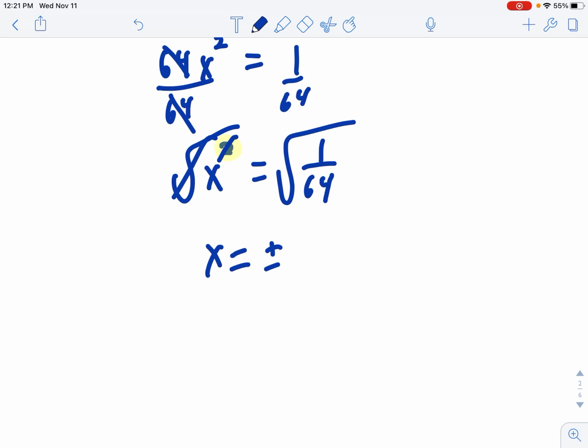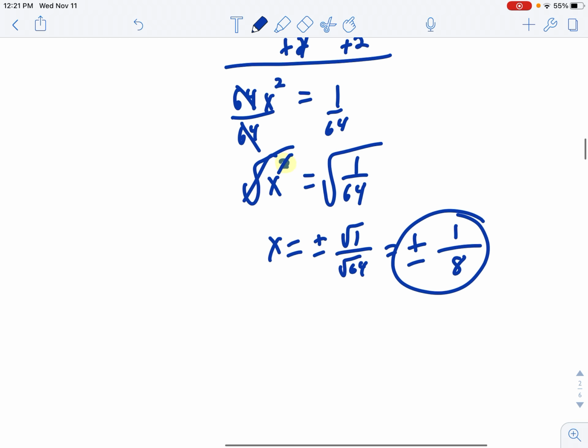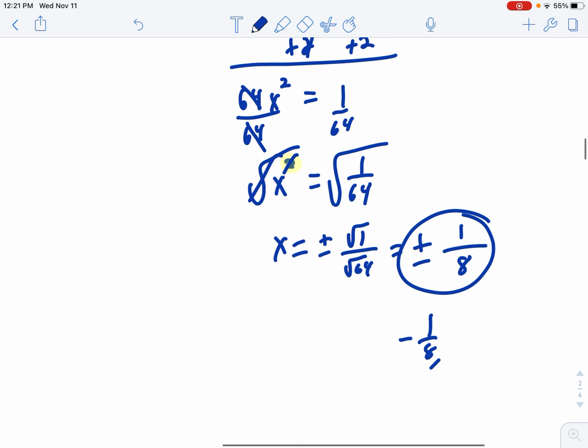I don't know if you've had the opportunity to think through square rooting fractions before, or if it's been taught to you, or if I've gone over it. But basically, for the square root of 1 over 64, you just do the square root of 1 over the square root of 64. So this becomes plus or minus, square root of 1 is 1, square root of 64 is 8, plus or minus 1/8, or negative 1/8 and positive 1/8 in those funky little brackets.